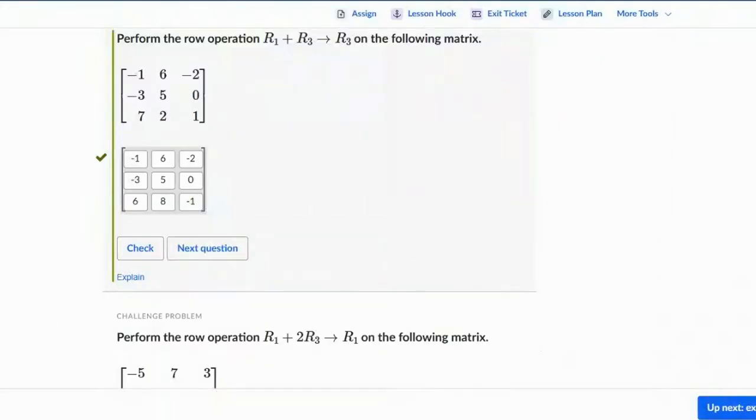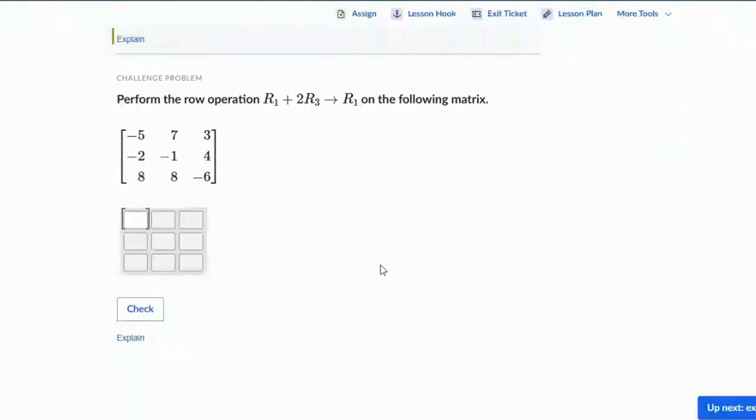Oh, I see a challenge problem. Row 1 plus 2 times row 3 is now row 1.